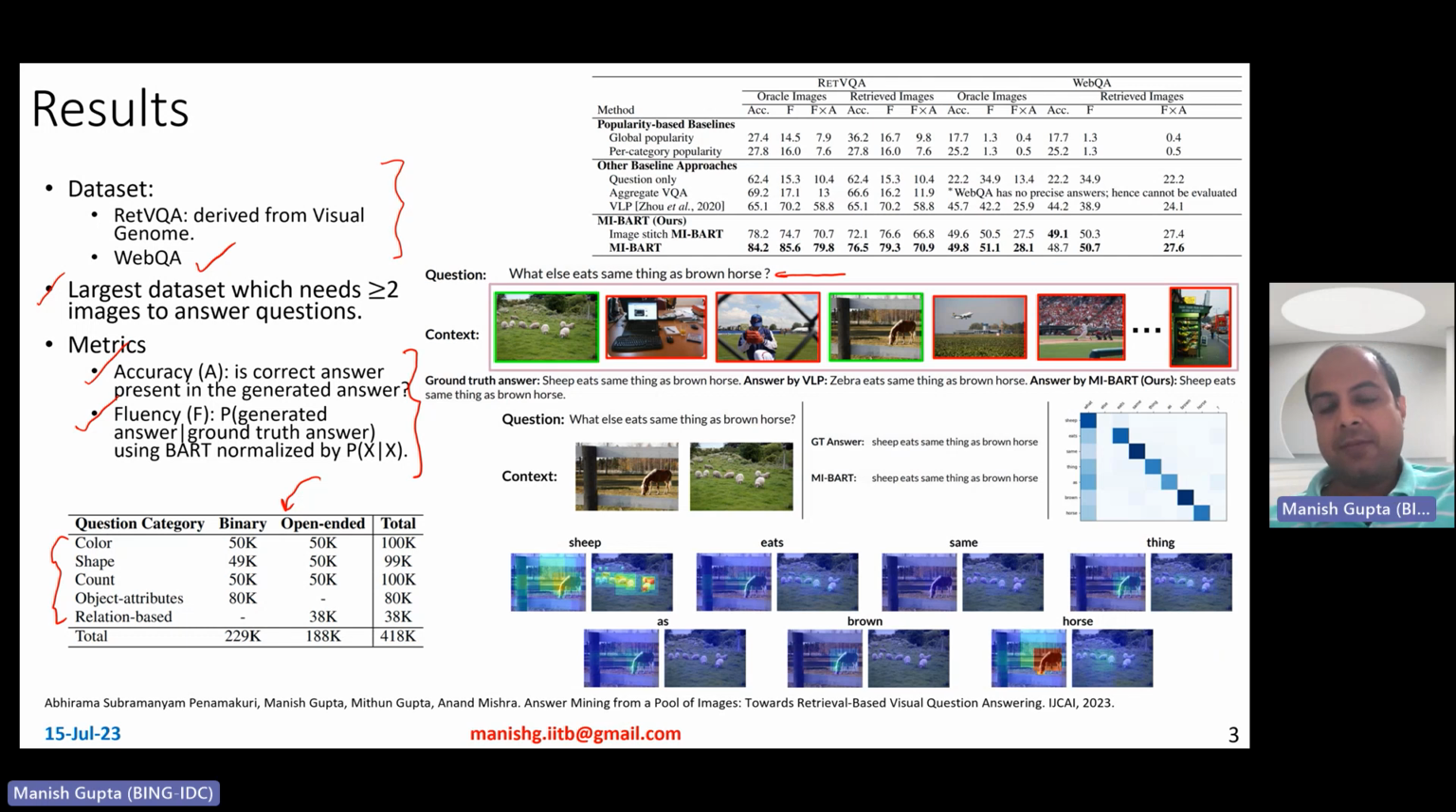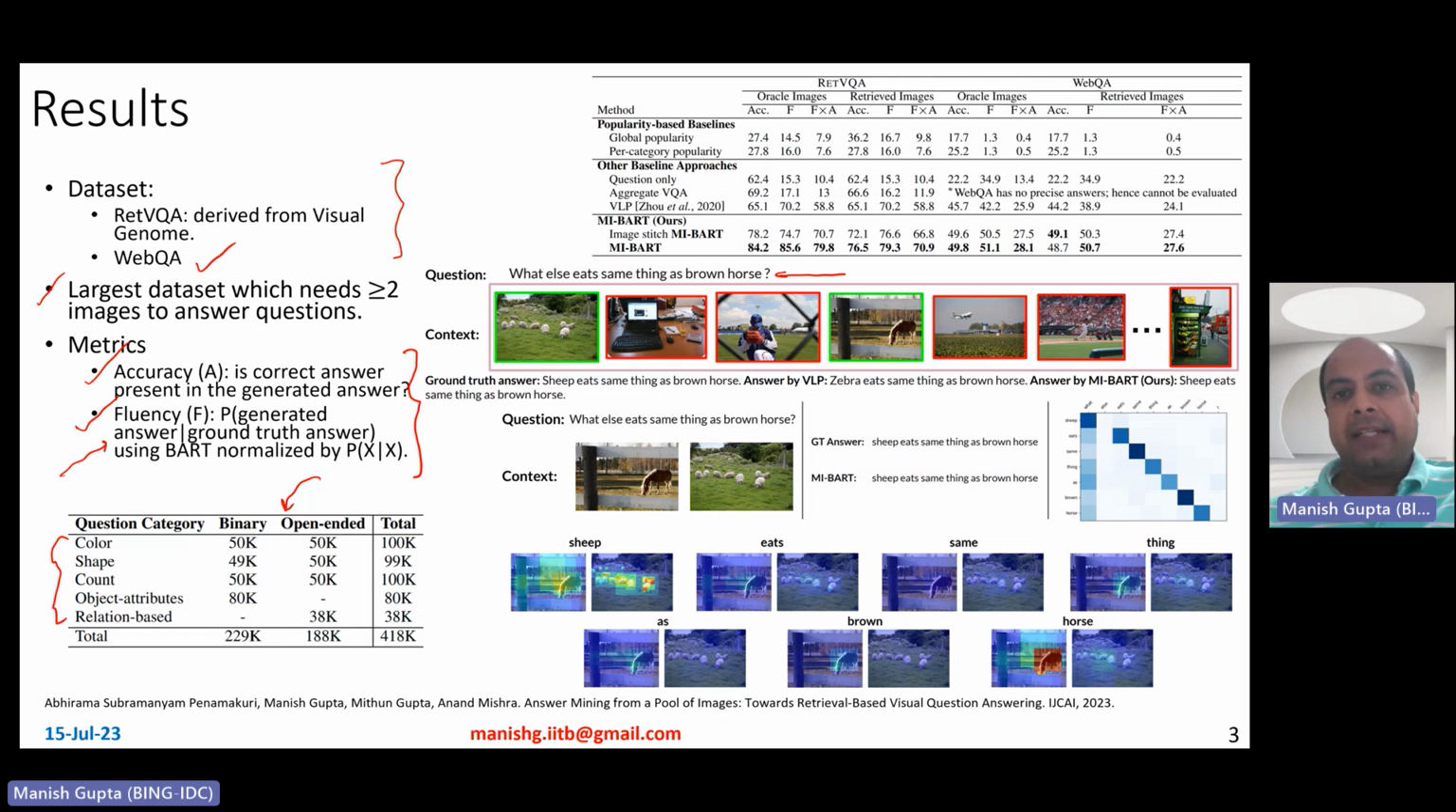So the way fluency is computed is: what is the probability of the generated answer on the decoder output, if you give the ground truth answer as input to a BART model? This is called the BART score. And then while computing fluency, we also normalize this BART score, where the denominator is: if you give the ground truth answer as input, what is the probability that the BART model gives to the ground truth answer itself at the decoder output? So fluency is basically the ratio of the probability of the generated answer given the ground truth answer, divided by the probability of the ground truth answer given the ground truth answer itself, as computed by the BART model.